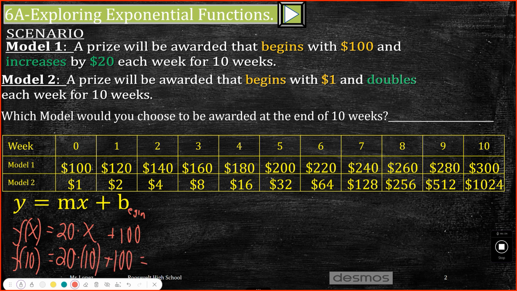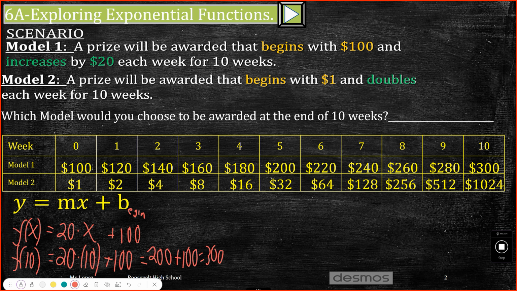That's doing it faster, without too much work. What's 20 times 10? 200. What is 200 plus 100? 300. So this is a faster way of doing it once you recognize that it is linear, it's a line.